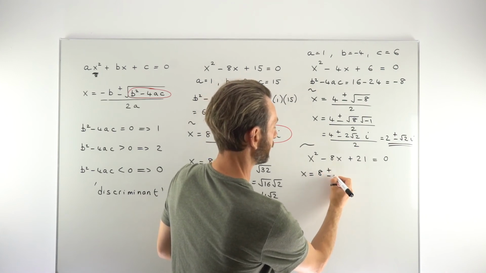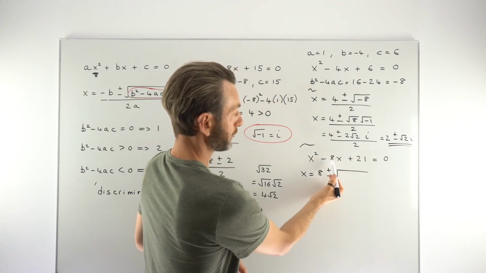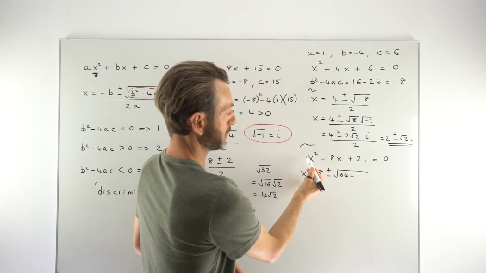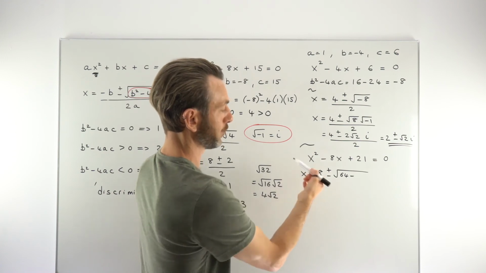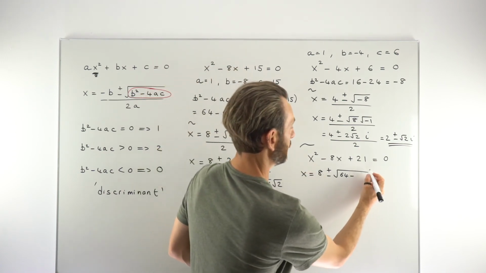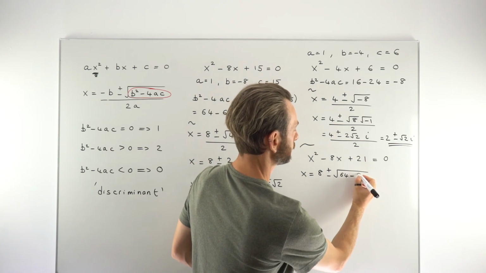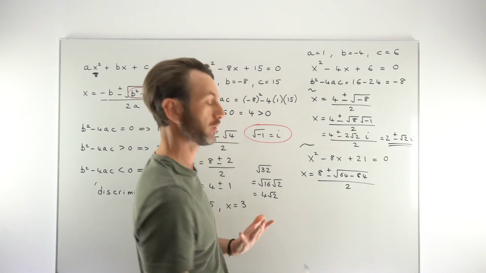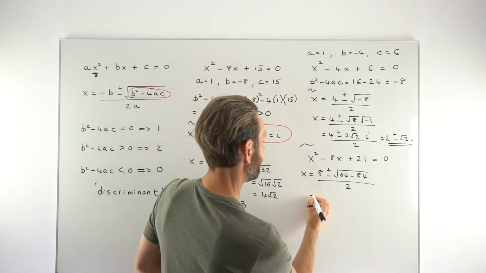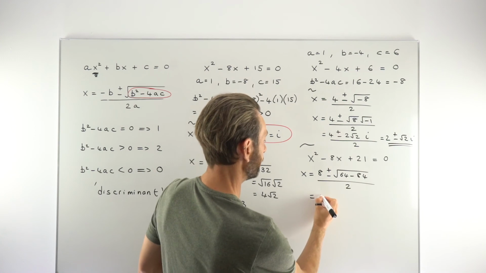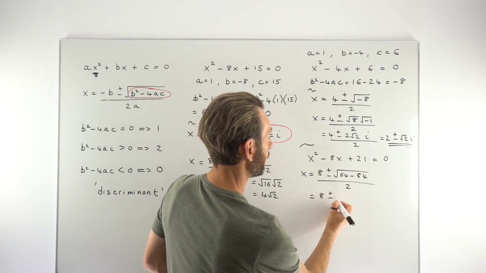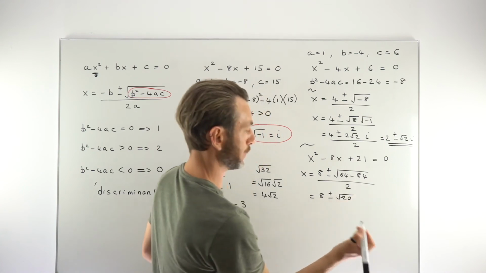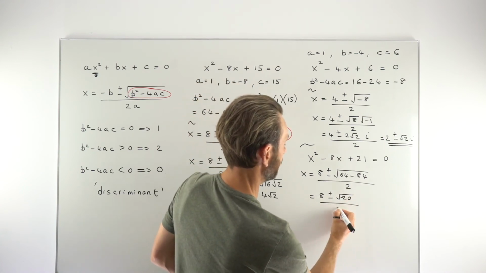Plus or minus the square root of b squared, so minus 8 squared is 64, minus 4 times a times c. Well, a is 1, 4 times 1 is 4, times c, 4 times 21 is 84. All of that divided by 2 times a, which is 1, so 2 times 1 is 2. So just taking this one forward in the same way we did up here, we're going to get x equals 8 plus or minus the square root of 64 minus 84, which is negative 20, divided by 2.